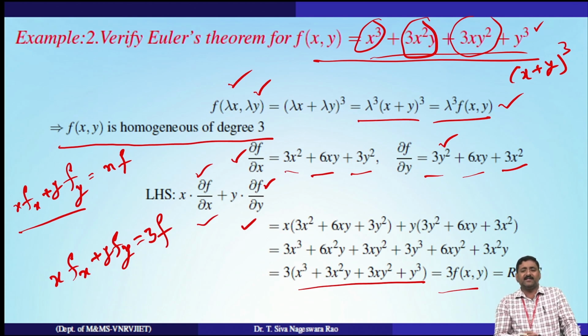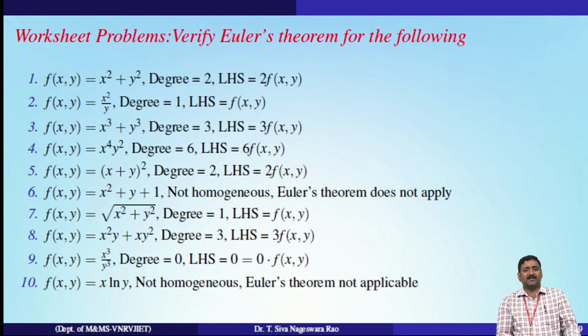If you want to evaluate the value of x multiplied with fx plus y multiplied with fy by using Euler's theorem, just identify the degree of the homogeneous function and substitute that value in place of n. You will get the value of x multiplied with fx plus y multiplied with fy. So these are the worksheet problems. Please practice all these problems.